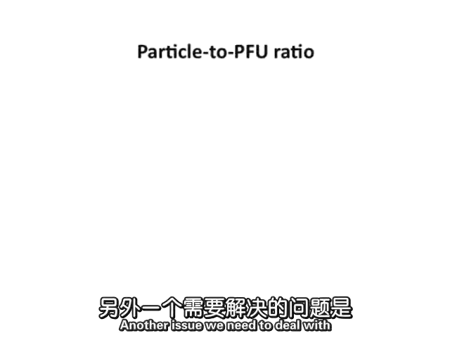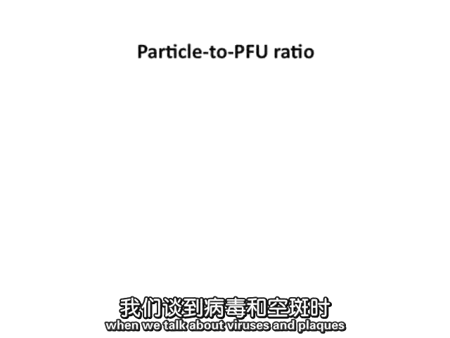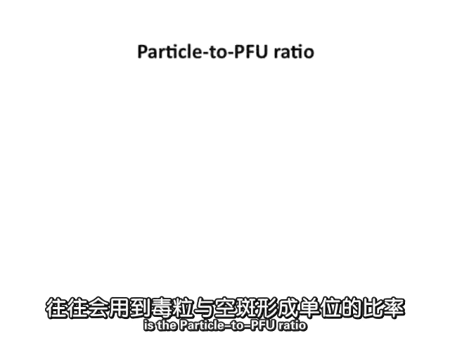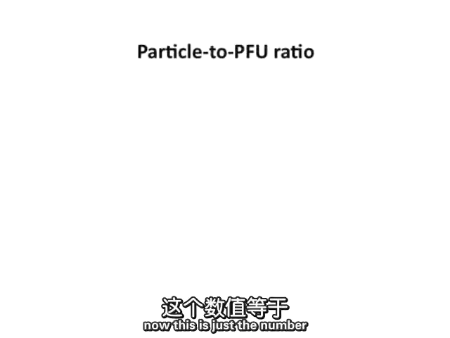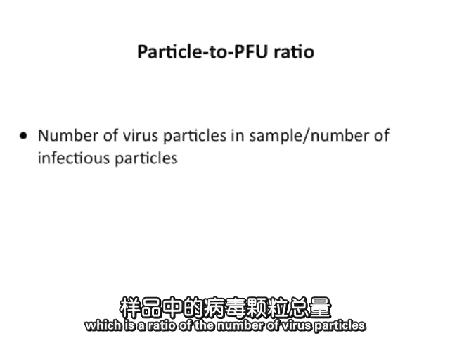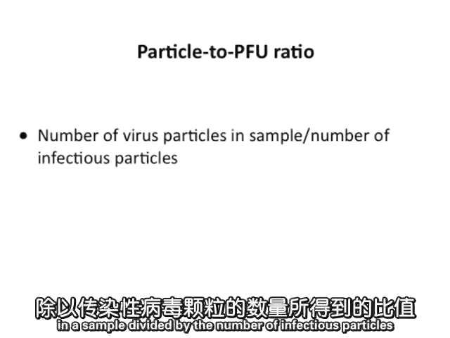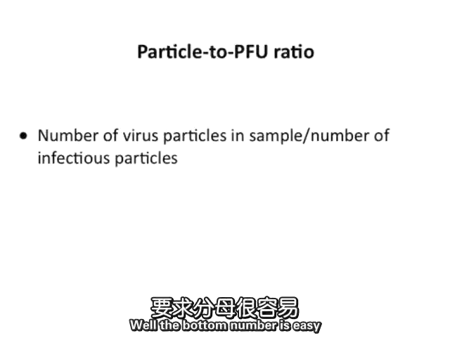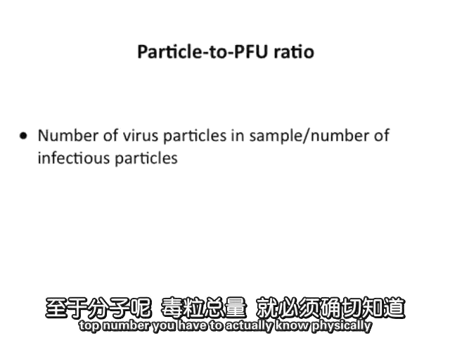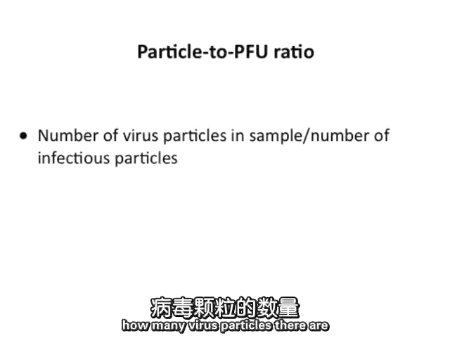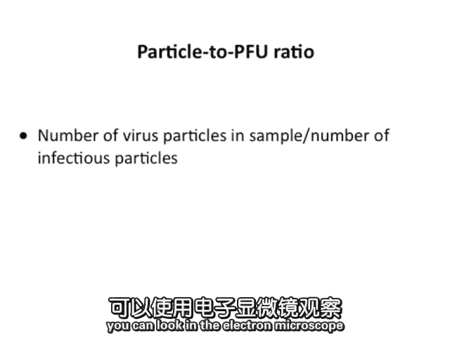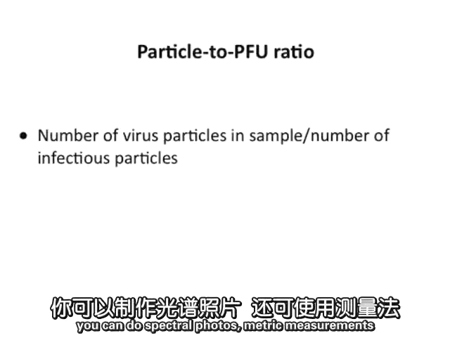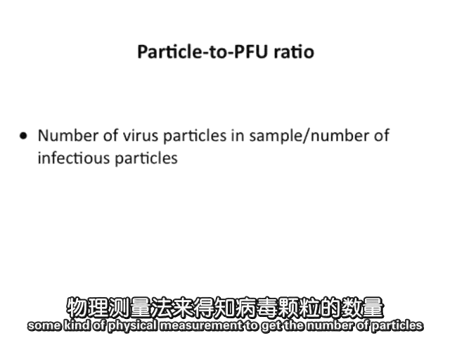Another issue we need to deal with when we talk about viruses and plaques is the particle to PFU ratio. Now this is just a number, which is a ratio of the number of virus particles in a sample divided by the number of infectious particles. So how do we get this? Well, the bottom number is easy. You can do a plaque assay. The top number, you have to actually know physically how many virus particles there are. That's harder to do. You could look in an electron microscope. You can do spectrophotometric measurements, some kind of physical measurement to get the number of particles. And then you take the ratio.